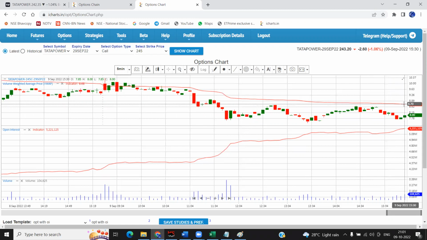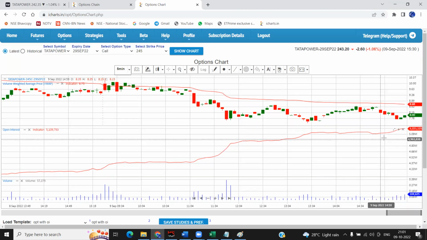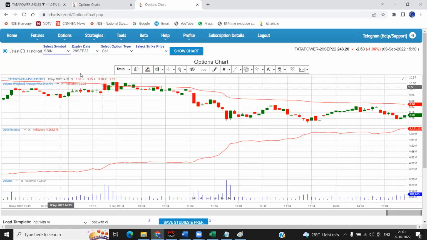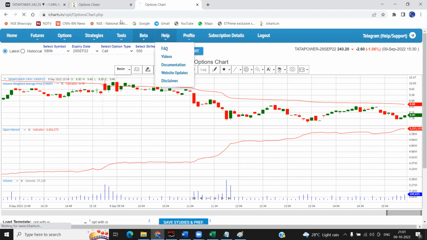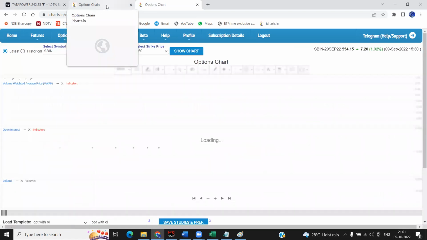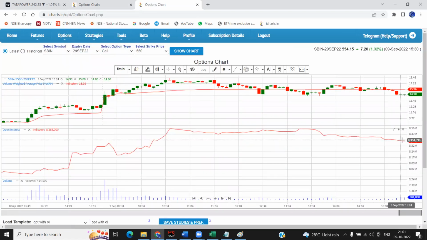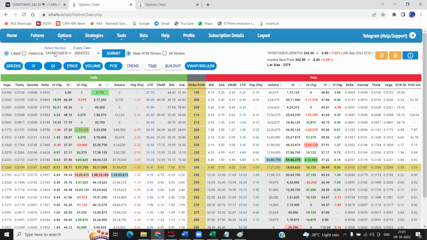And if the open interest, this is the open interest, the lower one. If the open interest starts falling, that means the call writers are running. Short covering may come. Like I would like you to check out this one, SBI. The 550 call. This has got the highest open interest. The 550 call, you go to SBI.